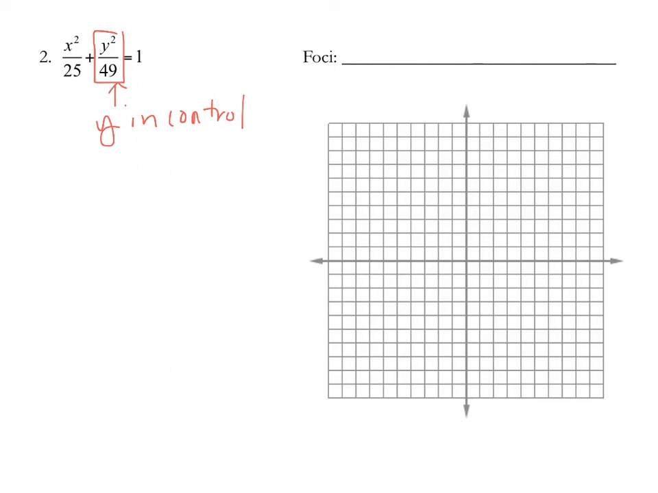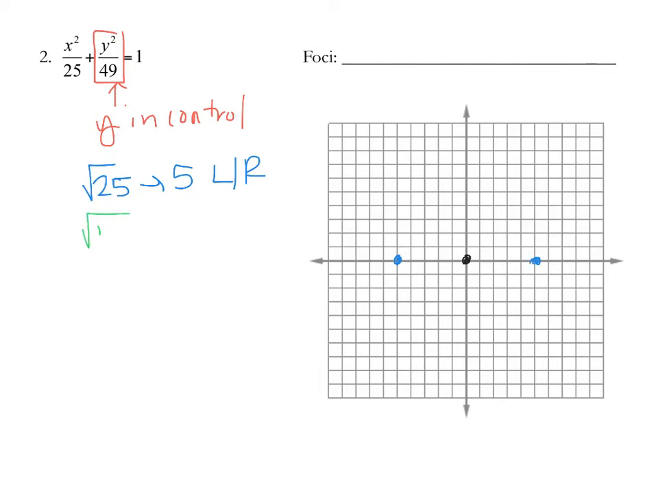And then I'm starting at 0, 0. I'm going to move in the direction, square root of the denominator, in the direction of the numerator. So square root of 25 is 5, and because that has an x on top, that means I'm going left and right 5. 1, 2, 3, 4, 5.